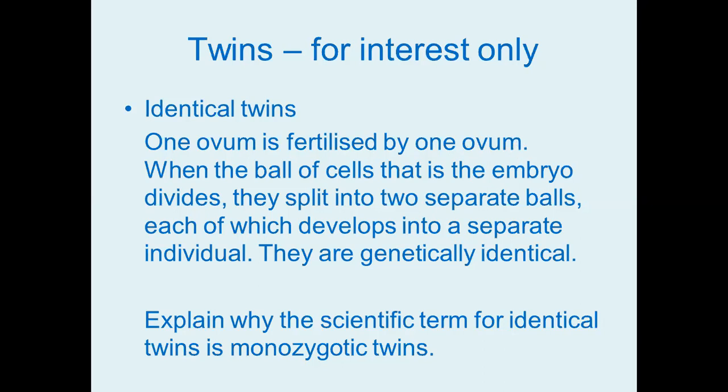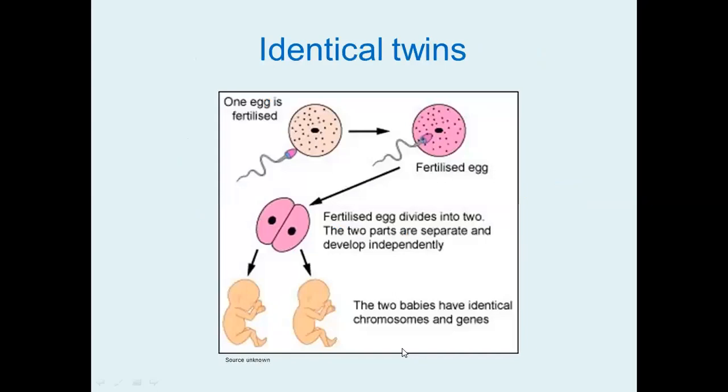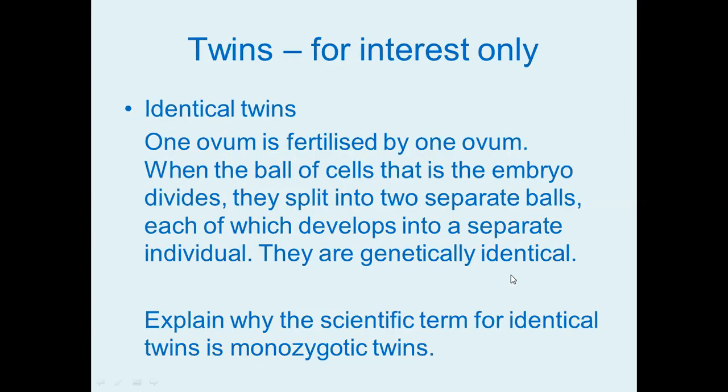When that little single-celled zygote divides into two cells, which is the embryo, and the embryo carries on, the cells of the embryo carry on dividing. Then at some stage, as this little ball of cells is moving down the fallopian tubes, it splits into two separate little balls of cells, each of which then develops into a separate individual or a separate embryo.